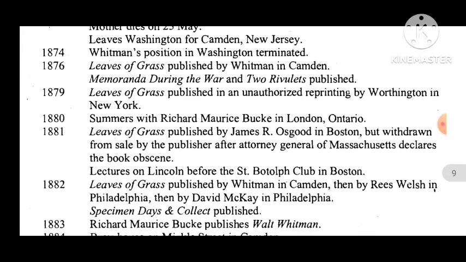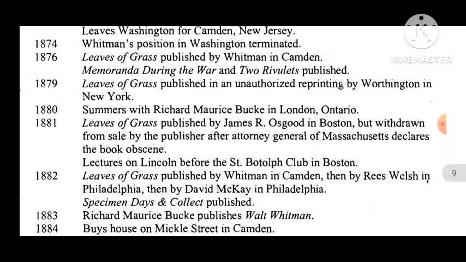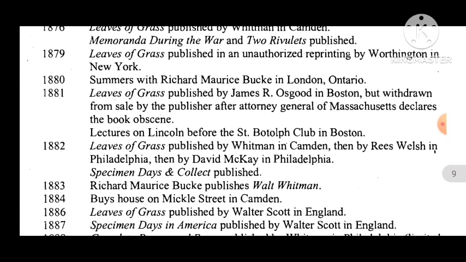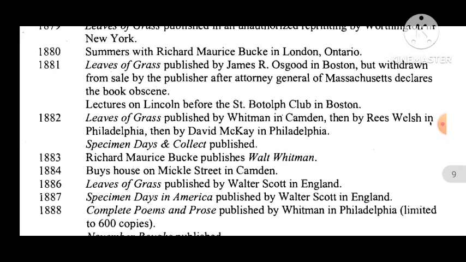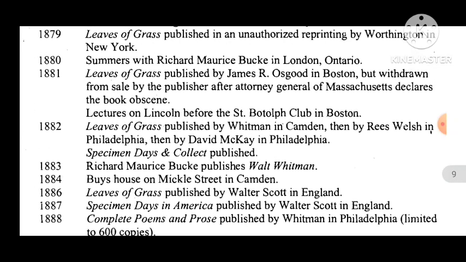So, 1876, Leaves of Grass published by Whitman in Camden. Memoranda During the War and Two Rivulets published. 1879, Leaves of Grass published in an unauthorized reprinting by Worthington in New York. 1880, Summers and Richard Maurice Bucke's book in London, Ontario.